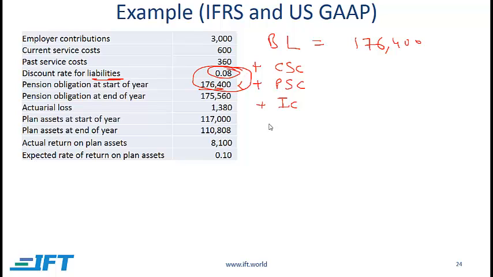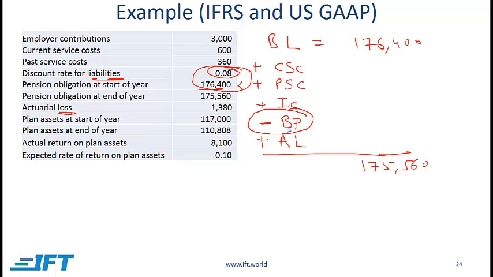Then we have the benefits paid. So the benefit paid will actually reduce the liability. So you can say minus the benefit paid. And then we have an actuarial loss. An actuarial loss increases the liability. So we can add the actuarial loss. And when we do this maths, what we should end up with is the pension obligation at the end of the year, which is 175,560. Of all these numbers, the only one that we do not know is this benefit paid.